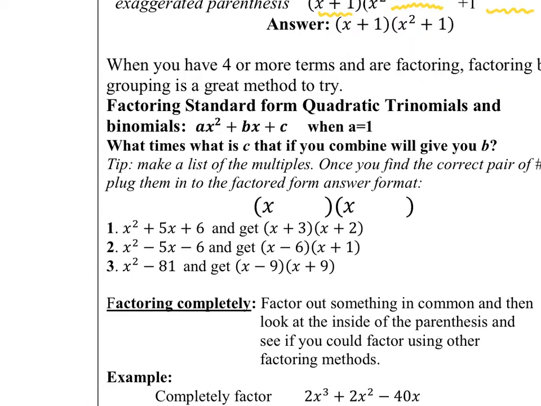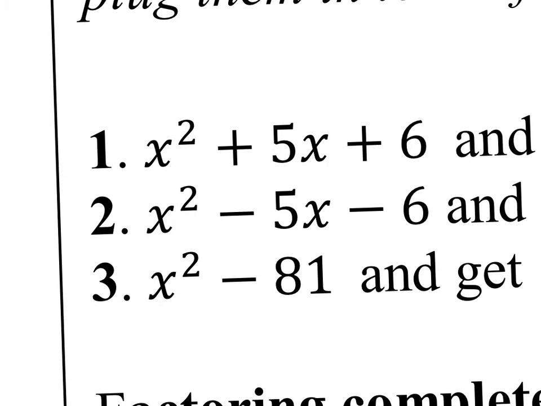Factoring a quadratic trinomial when your a value is 1, that's really easy. All you do is think what times what is c, that if you combine together is b. So right here, we're thinking what times what is 6, that if I combine together is 5. That would be 3 times 2. 3 times 2 is 6, and 3 plus 2 is 5.